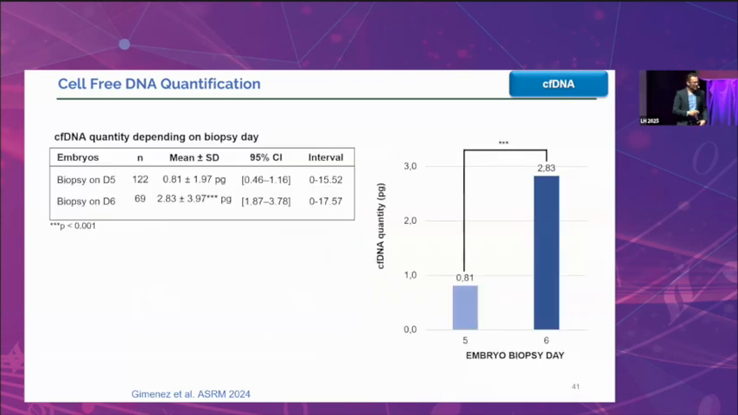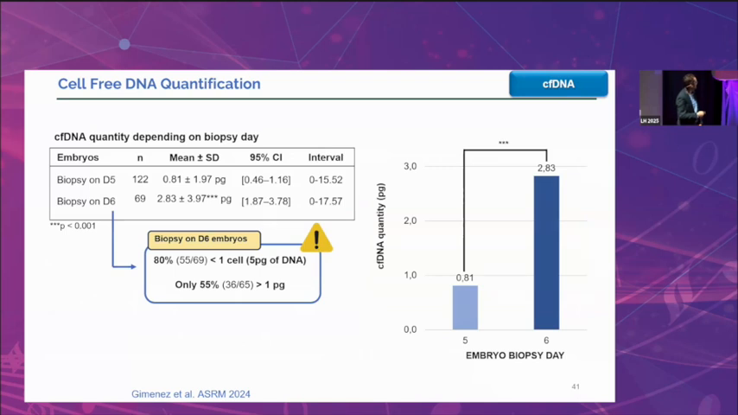If we compare the day of biopsy, normally on day 6 we found more DNA than on day 5, quite much more. But even on day 6, in 80% of the cases, the amount of DNA is less than 1 cell. So if you want to analyze the whole genome using NGS, it should be quite difficult.